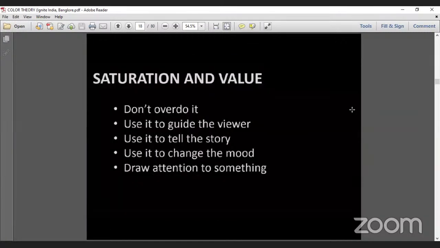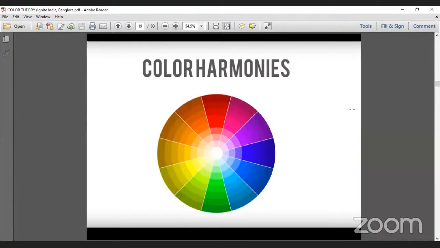Okay, we have something written on saturation and value. We will quickly have a look through this as well. Do not overdo it. Use it to guide the viewer. Use it to tell the story. Use it to change the mood. Draw attention to something. These are the things about saturation and value you should remember.